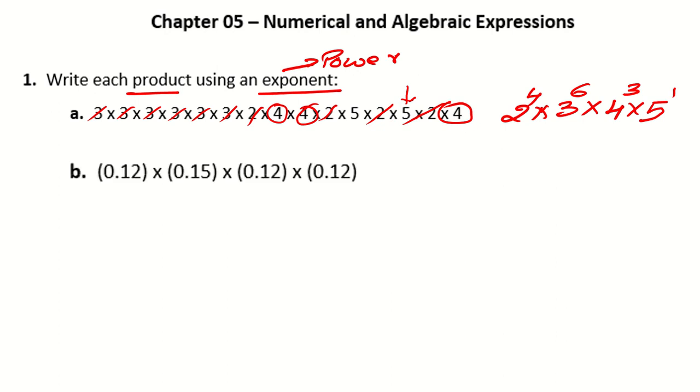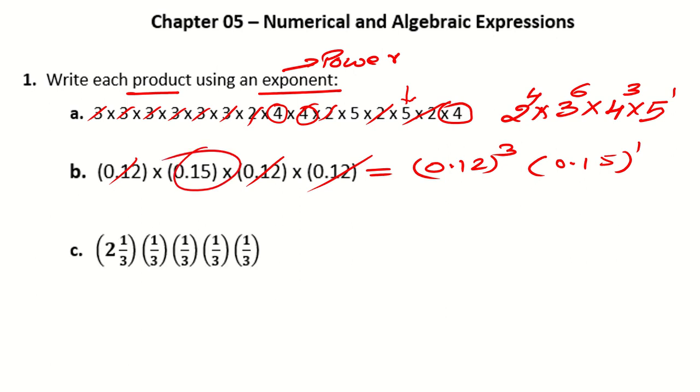Next part is the same type of question but with the decimal point. So it is 0.12. How many times? 3 times. 1, 2, 3. And then 0.15 to the power 1, because it is only one time.